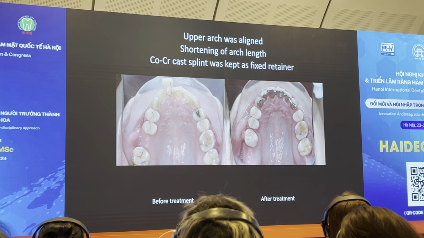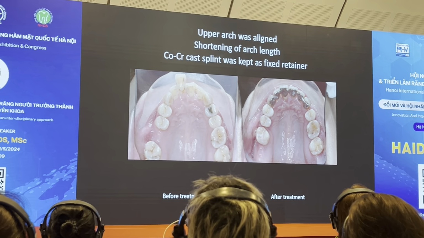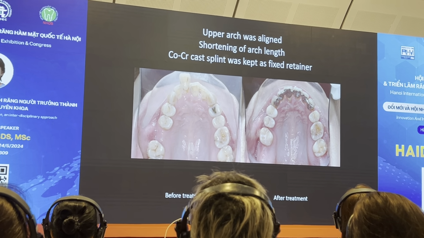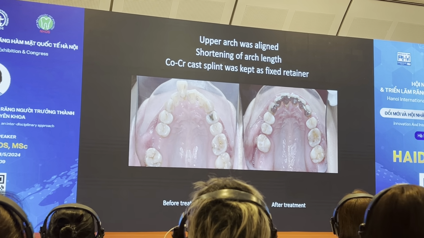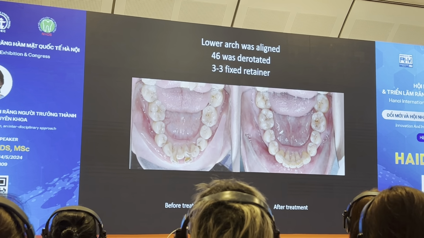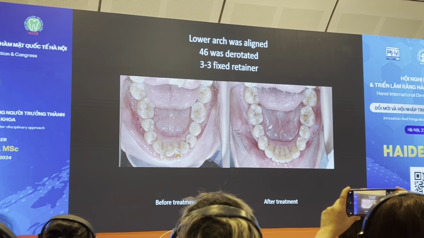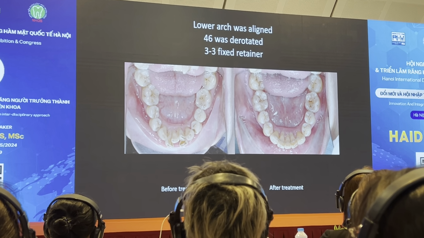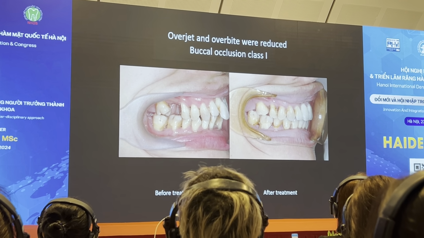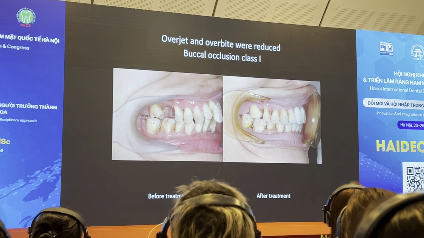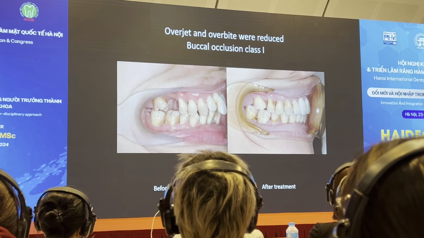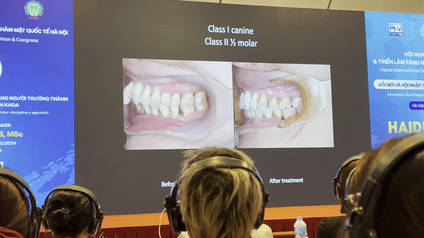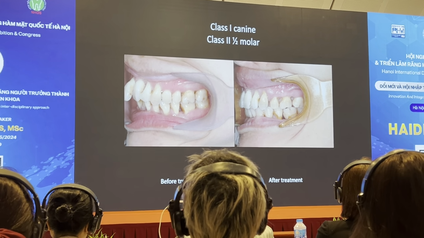Upper arch was aligned with shortening of dental arch after partial space closure. The cobalt-chromium cast beam was kept as fixed retainer. Lower arch was aligned and 4-6 was derotated distal buccal as planned. Fixed retainer was bonded on the lower anterior region. Overjet and overbite were reduced. Buccal occlusion was class 1 on the right. Canine class 1 and molar class 2 half unit on the left.